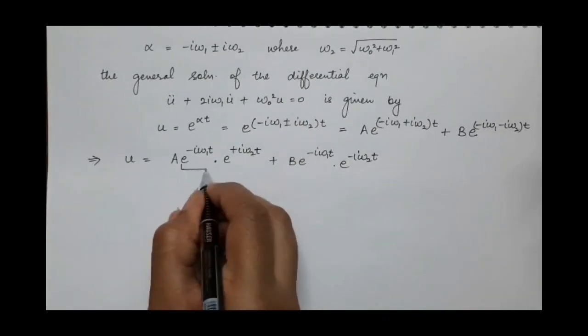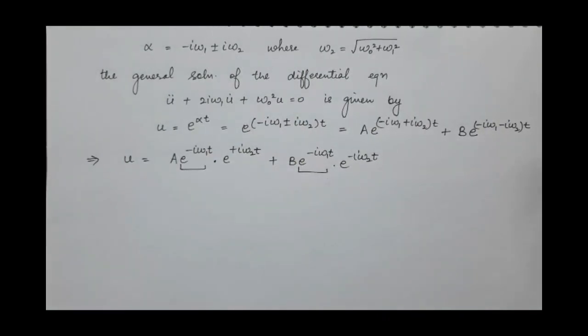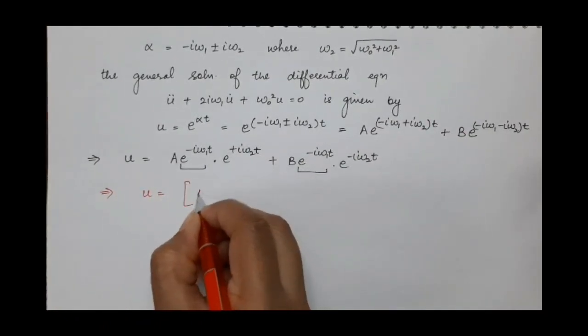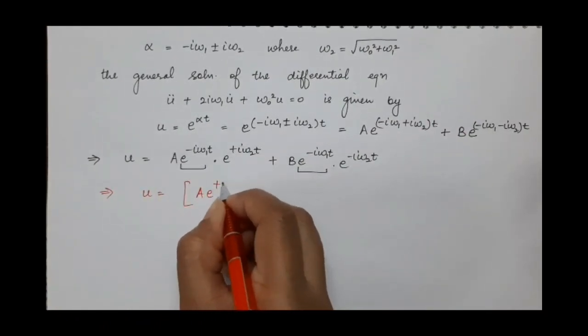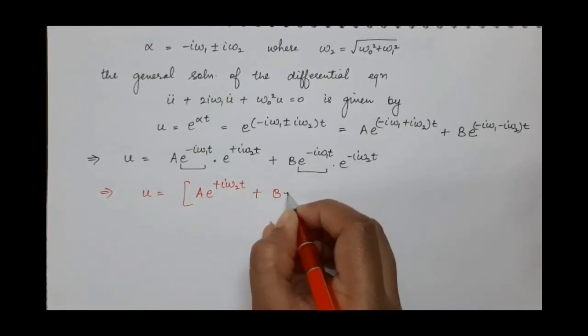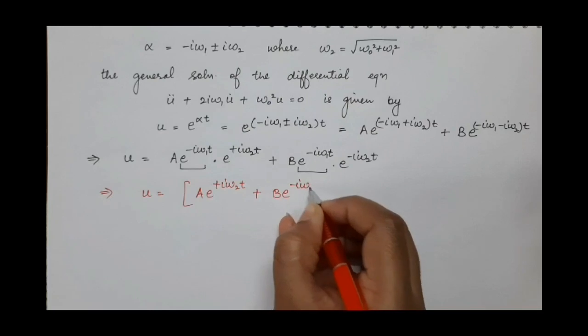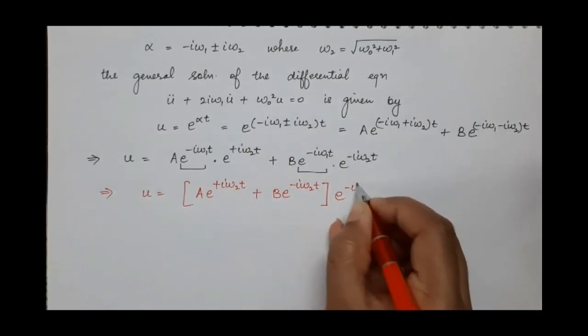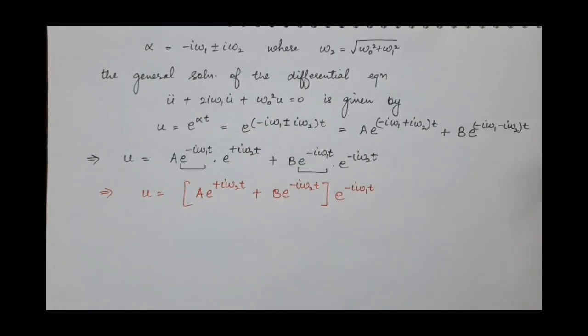As you can see, this term is common. So take this term common from the right hand side. You will get u is equal to a e raised to power plus iota omega 2t plus b e raised to power minus iota omega 2t, into e raised to power minus iota omega 1t.